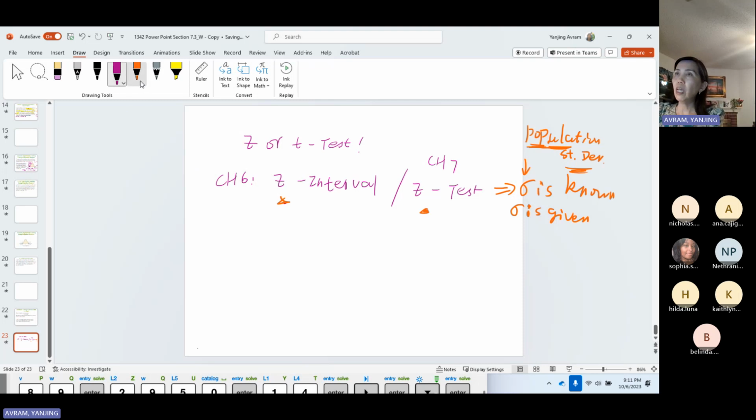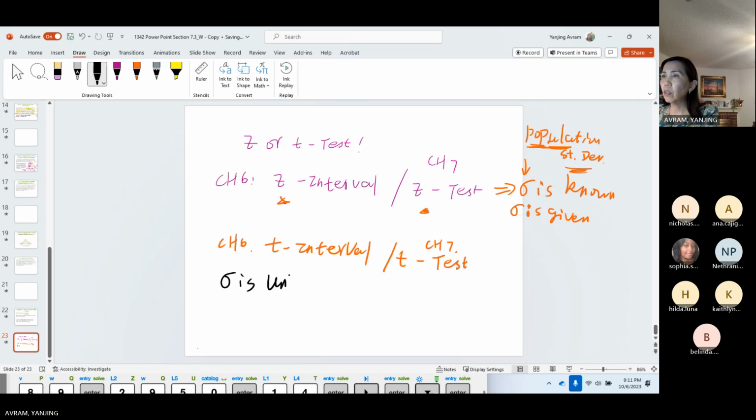And if sigma is unknown, you use the T interval for chapter 6. For chapter 7, you use the T test. So this one is sigma is unknown. The only thing given to you is a sample, the sample standard deviation. They're still giving you x, the little x. x is given, or x is known.